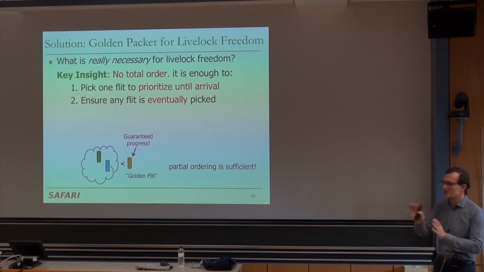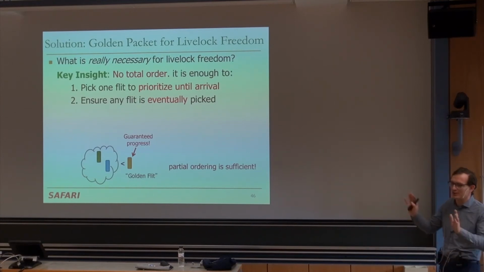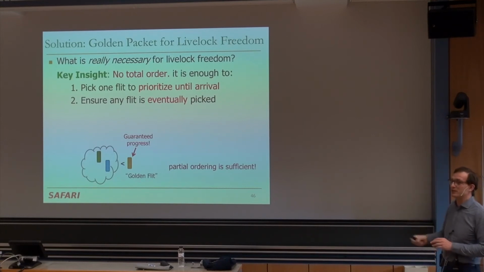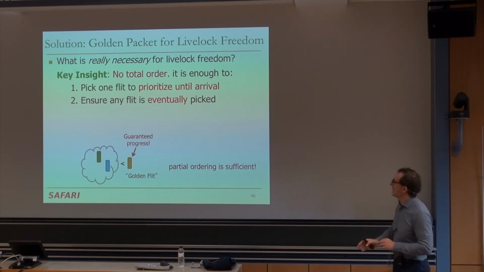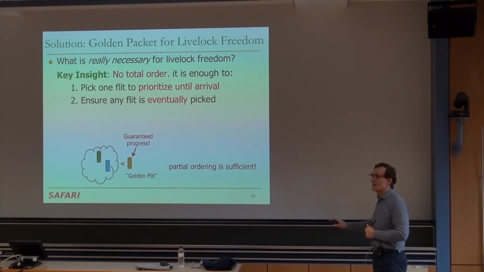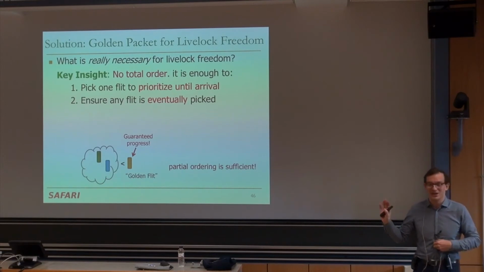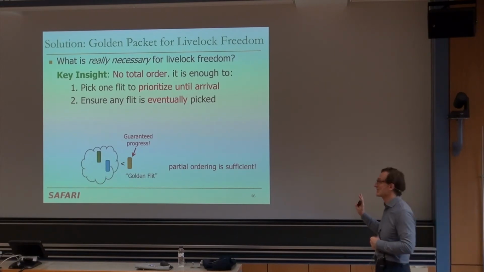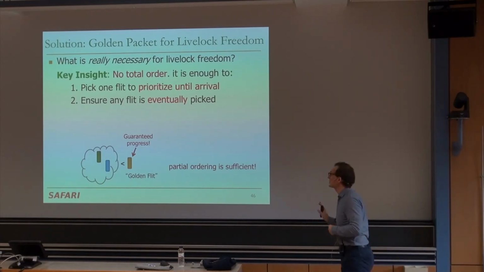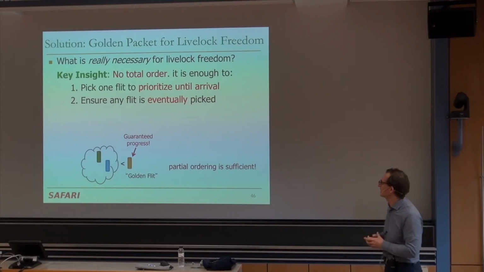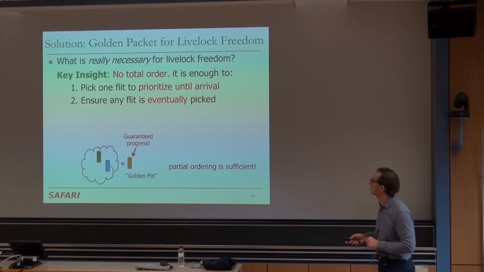It's actually packet-based. If you read the paper, you will see that, but let's assume flit-based. So you pick one flit to be golden and prioritize it until it arrives, and ensure that any flit is eventually picked. And that's the simplest livelock freedom mechanism that we could come up with. I'm not sure if there's anything simpler than this at this point. Of course, you can make it more complicated, as we will see in a little bit, to make things a little bit better, but this is all you need.